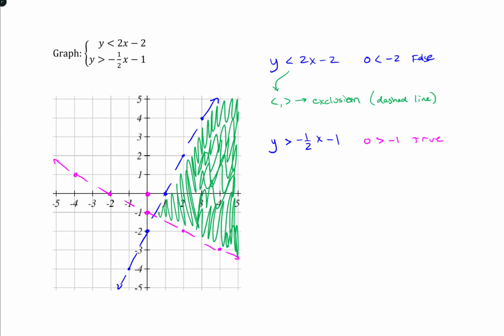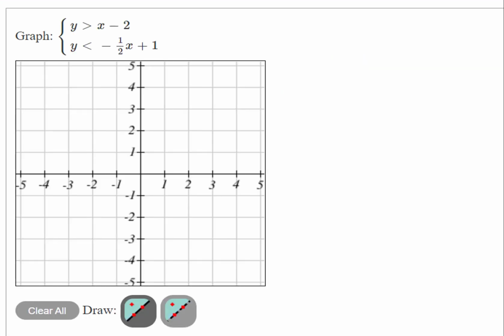Now, if you're wondering how to do this with the way you graph online, let me pull up an example there and show you. Okay, so this is certainly a different set of line equations, but the way we do them is the same. So the first line equation is y is greater than x minus 2. So you want to choose a dashed line or a solid line based off of the inequality. So we want a dashed line.